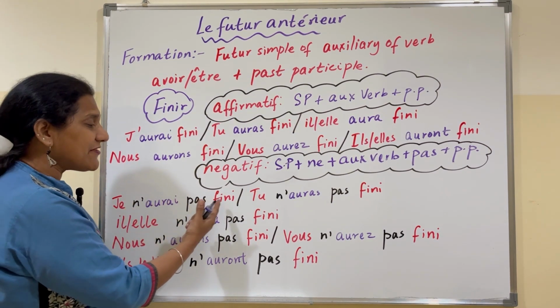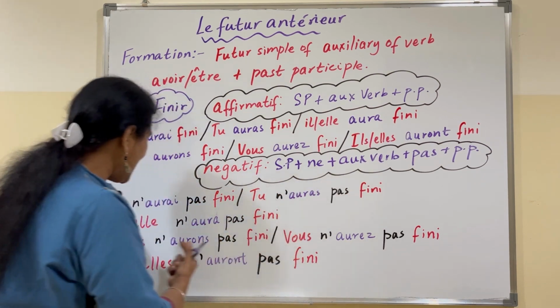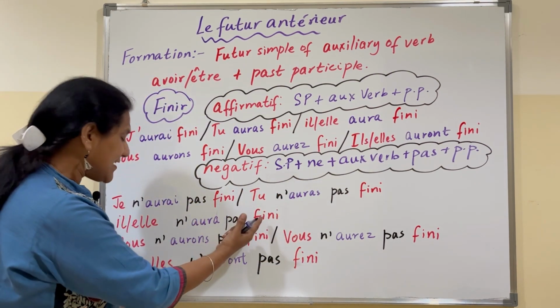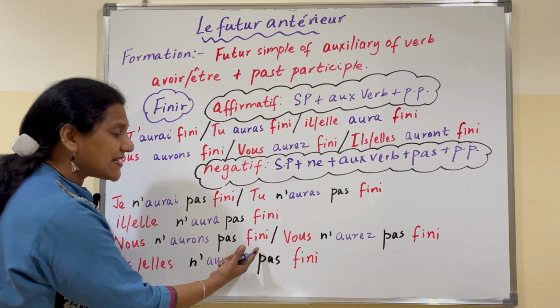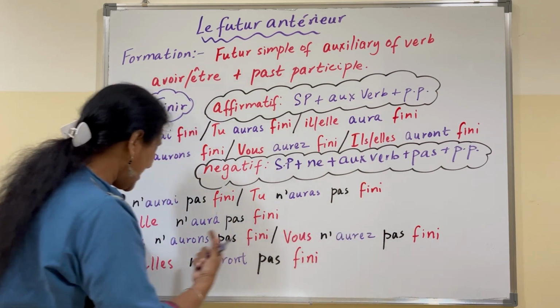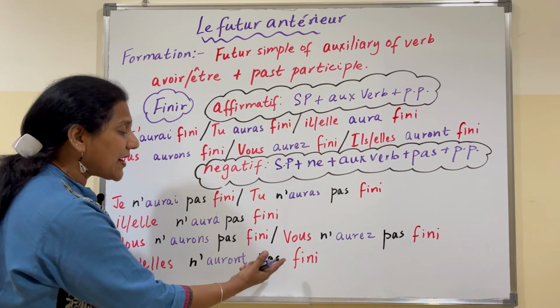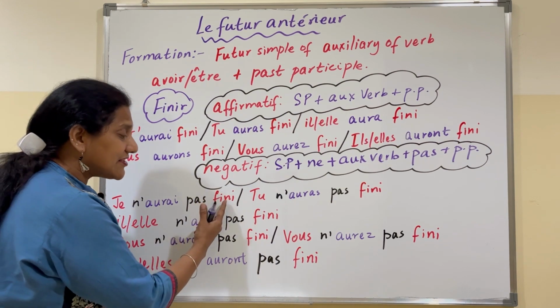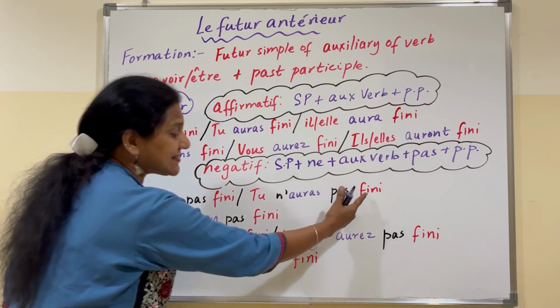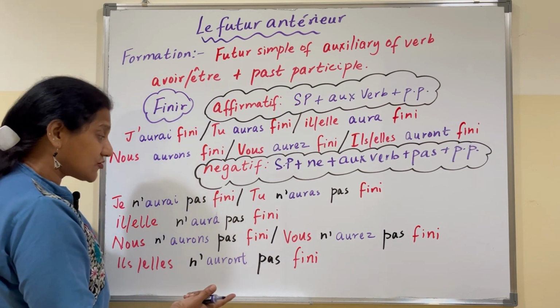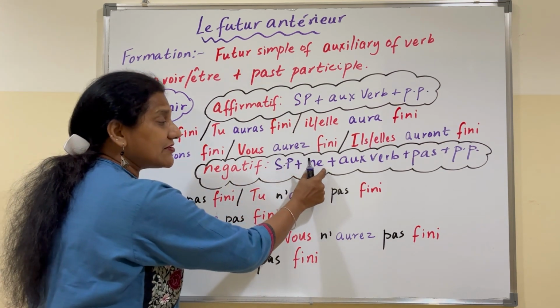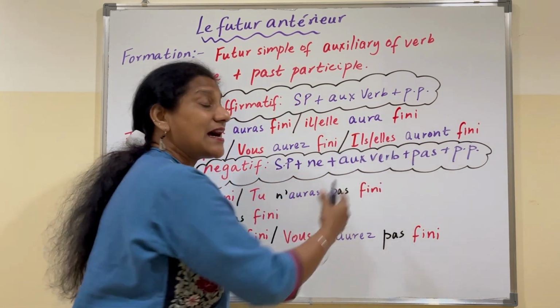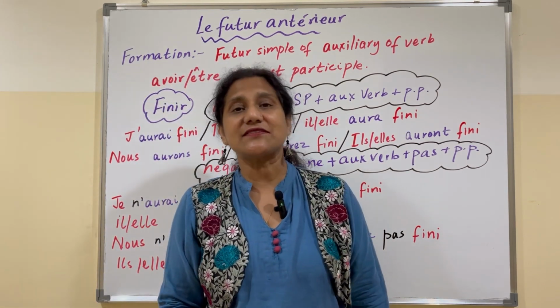Je n'aurai pas fini, tu n'auras pas fini, il, elle n'aura pas fini, nous n'aurons pas fini, vous n'aurez pas fini, ils, elles n'auront pas fini. You notice the past participle is the same everywhere here also. And we put negative ne before the auxiliary verb and pas after the auxiliary verb.